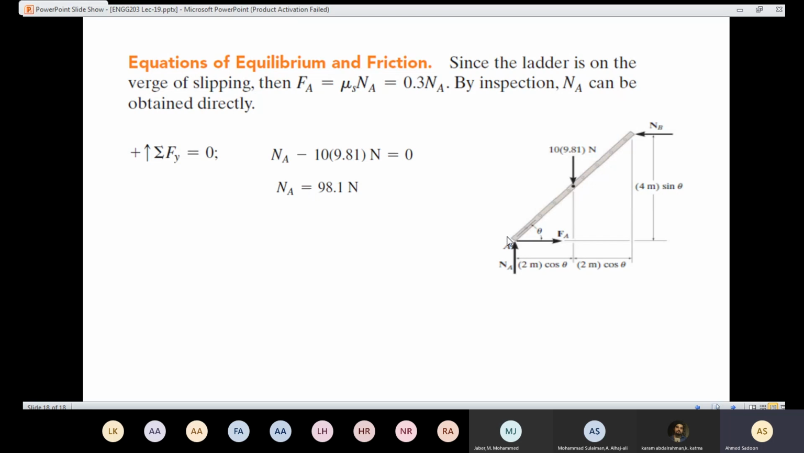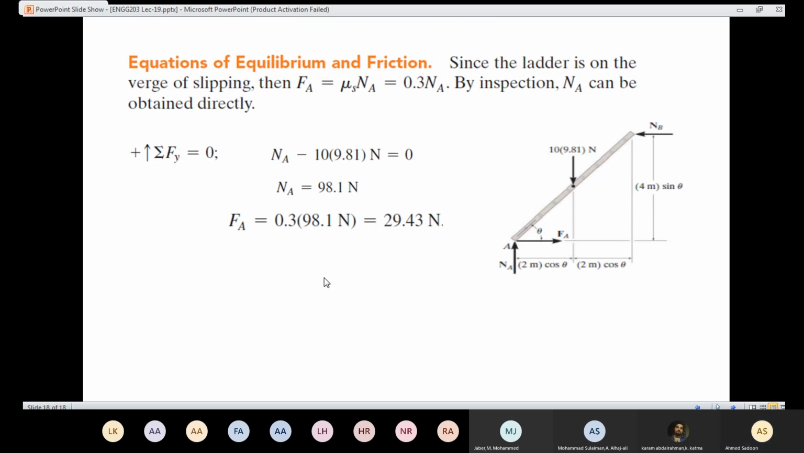Why again? Because we say that that point is about to slide. If that point is about to slide, it means the frictional force is maximum, and that represents Fs. So Fs is the Fa in that case. So I can determine the value of Fa. Now I know the value of Na. Fa came out to be 29.43 newtons.